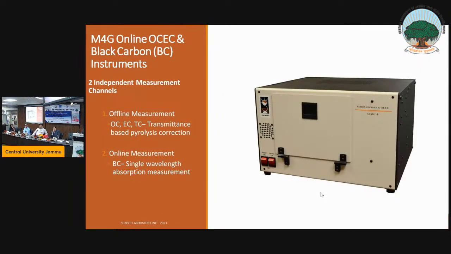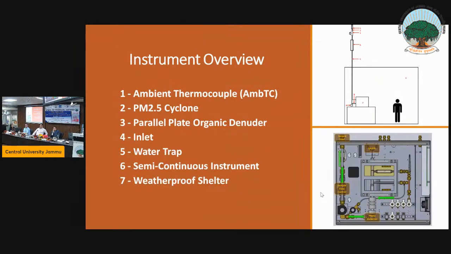Something I wanted to talk about as well is that OC-EC can be done online. There's an instrument available that you can set up that can run in real time. These are unique devices where it actually does the filter collection and the analysis at a specific location. The other unique thing about these instruments is that it simultaneously does a real-time black carbon measurement. Here's a quick overview of what an online instrument would look like.